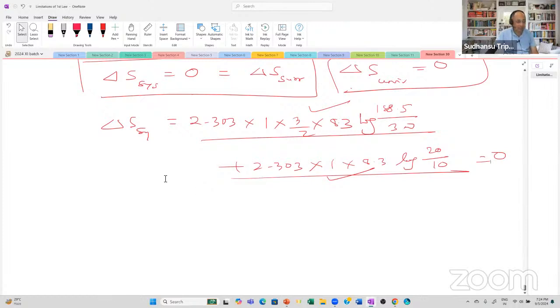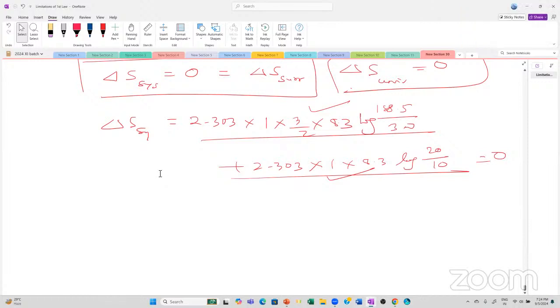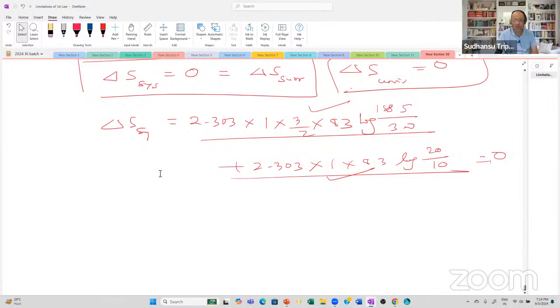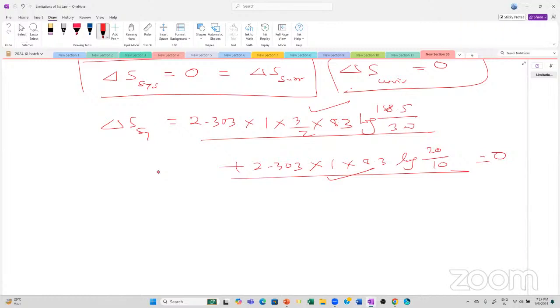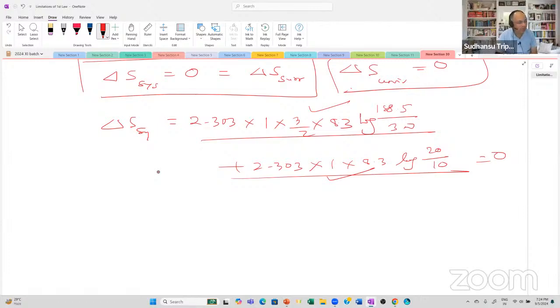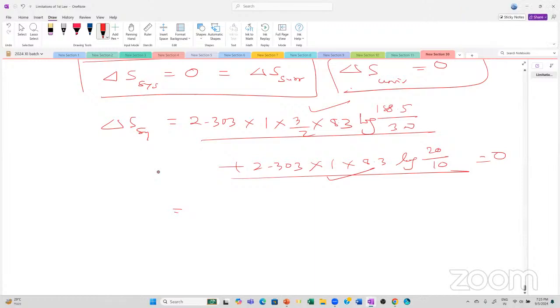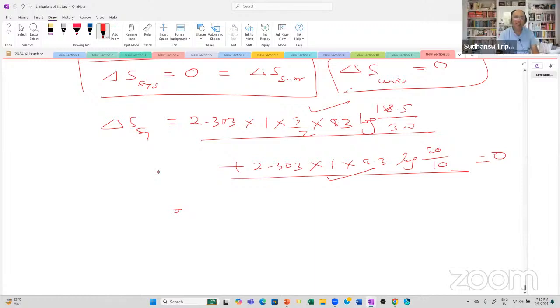To what extent, sir? Sir, it is not coming 0. It is coming very close to 0. Yes, sir. So there must be some human calculation error. Tell me how much you are getting. Sir, 0.099. Oh, a guy like you should not have questioned this one. We have enough human error. We are not taking 3 places of decimal, or maybe 10 places of decimal. So it has to be 0. There is no way out.